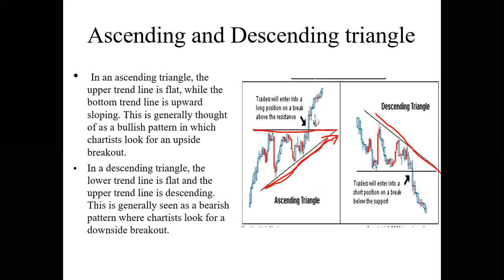bullish trend. In the descending triangle, if you see, the lower trend line remains flat, and this is generally seen as the bearish trend, where we can see that the market is going down and down.